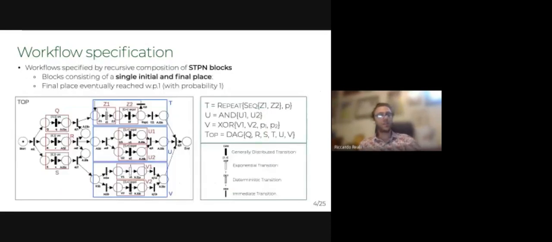Every block shares the semantics of stochastic time Petri nets. Both simple and composite blocks have a single initial place and a single final place. And the final place is also guaranteed to be eventually reached with probability one. Activity blocks embed single transitions, and whenever such transitions are generally distributed, as in the cases that we have experimented, the complexity of the workflow increases further.